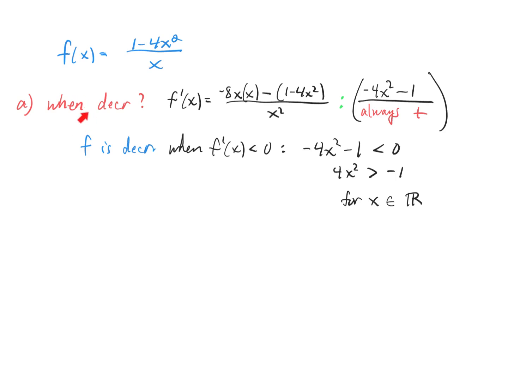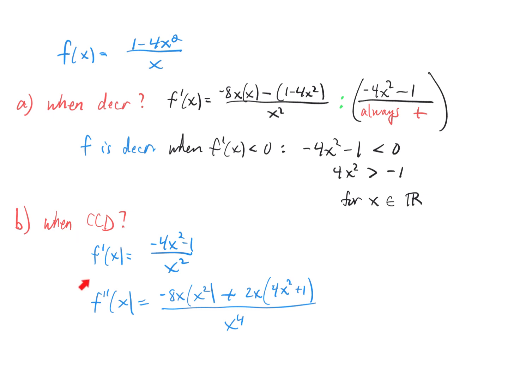Part A, when is f decreasing? Well, it's decreasing when the derivative is less than 0. So, finding the derivative, the denominator is a square, it's always positive, so our function is decreasing when the numerator is negative. And the numerator is negative for all real numbers. Let's go on to part B.